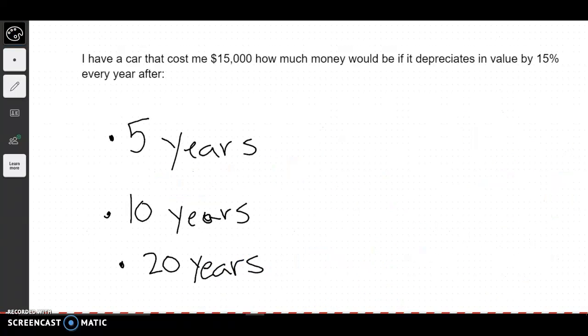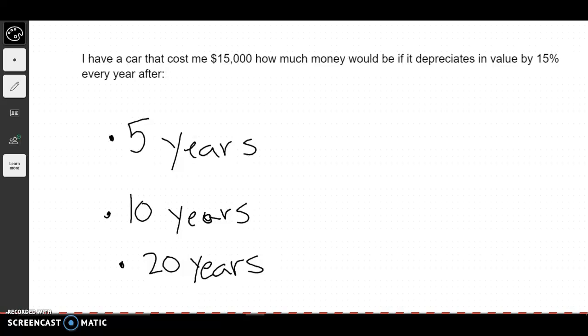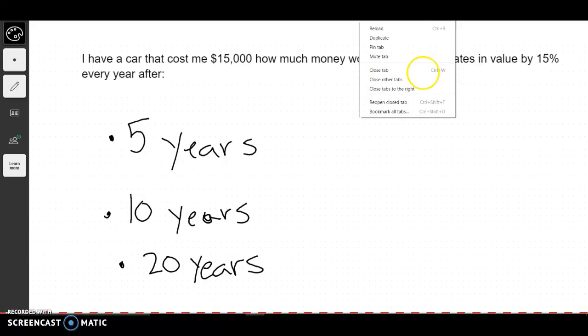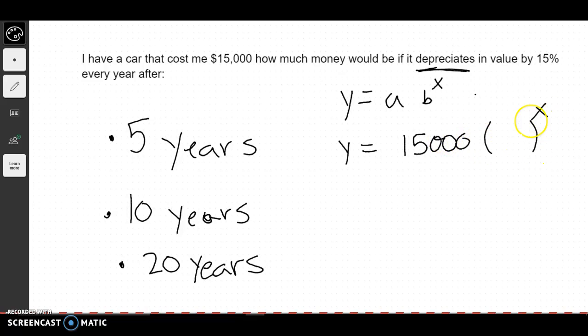Okay, let's do the same thing with a car. So this was a growth situation because we increased by 8%. Let's see with this next situation. It says, I have a car that cost me $15,000. And cars do not increase in value, they depreciate, meaning they lose value. So again, if we have our nifty formula from before, A is our start value, so we start with $15,000. B is our growth/decay. Now in this, it says we depreciate by 15%.